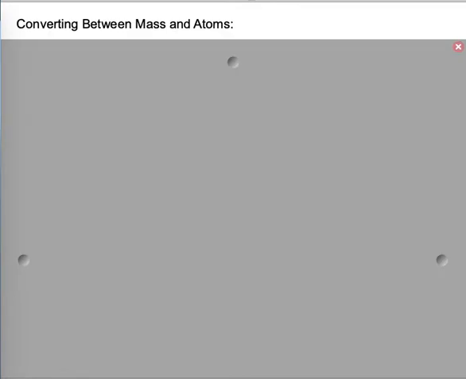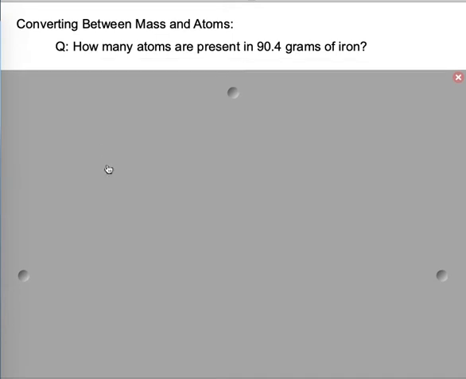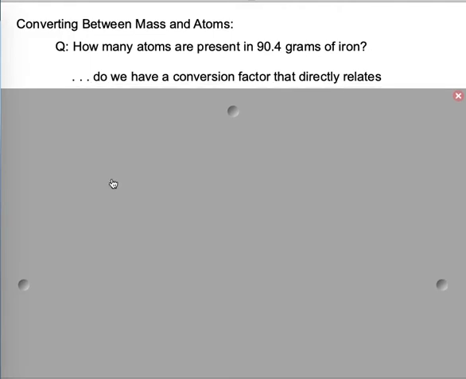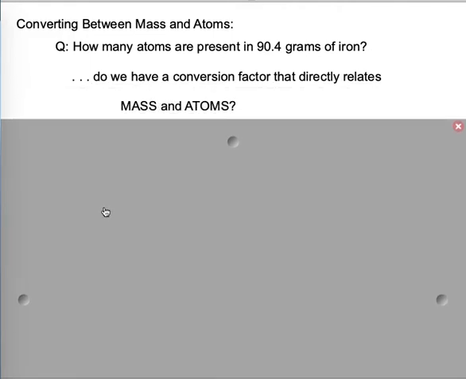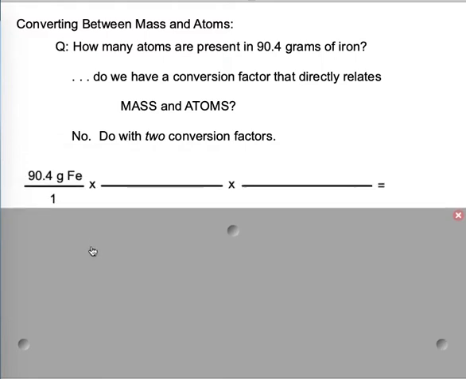Finally, let's convert between mass and atoms. Here's the final conclusion, how we determine the number of atoms in a sample of an element. Suppose I give you 90.4 grams of iron and I ask you how many atoms are present in that. Do we have a conversion factor that directly relates mass and atoms? No, we don't. So we're going to have to do it with 2 conversion factors. And here's how it works.